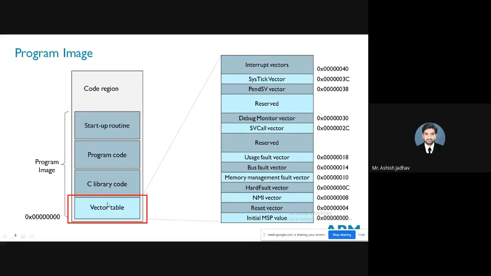We have this vector table in the code memory. Code memory चे partitions बघतोय, ज्याची size, ह्या code memory ची size आहे 512 MB. Out of 4 GB, we have 512 MB code memory. In that code memory, we have these several parts. One is vector table, second is C library code, then we have program code, startup routine. Right, so all C libraries are stored here.